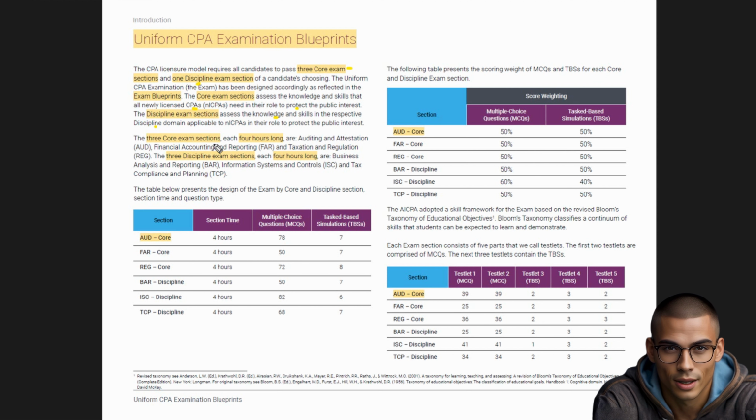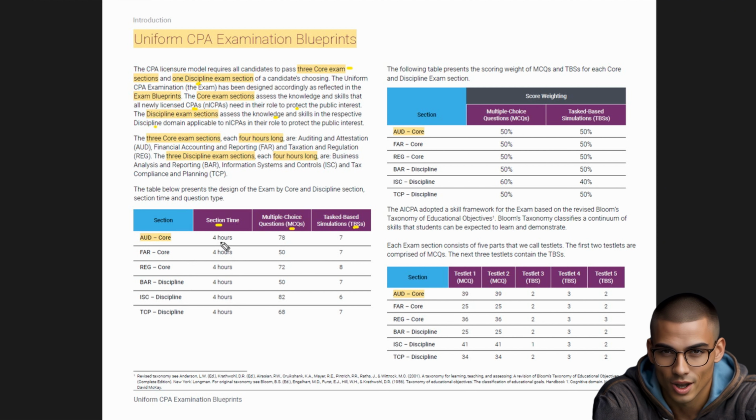The 3 core exam sections are each 4 hours long. This includes AUD, FAR, and Reg, and the 3 discipline exam sections are also each 4 hours long, and they include BAR, ISC, and TCP. So taking a look at the table down here, we can see how each section of the exam is broken down. So we have section time, we have multiple choice questions, and we have task-based simulations. In this video, we're going to be taking a look at AUD, but let's take a look at all of these different sections so you get an understanding of how they're broken down.